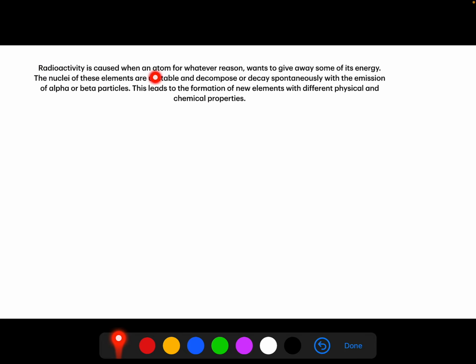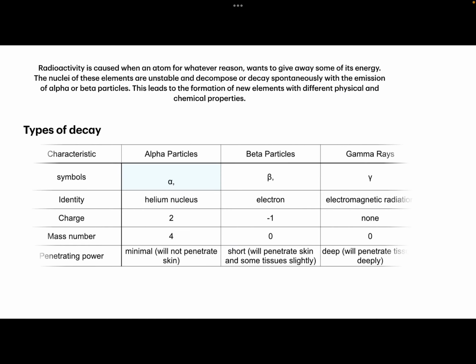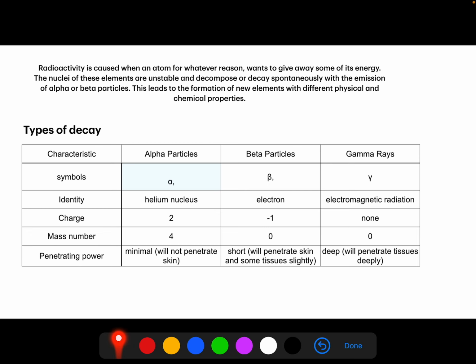Radioactivity is actually caused when an atom, for whatever reason, wants to give away some of its energy. The nuclei of these elements are unstable and therefore decompose or decay spontaneously with the emission of alpha or beta particles. This leads to the formation of some new element with different physical or chemical properties. Now, what are the types of decay? There are alpha, beta, and gamma rays. In this form, we observe radioactive decay.